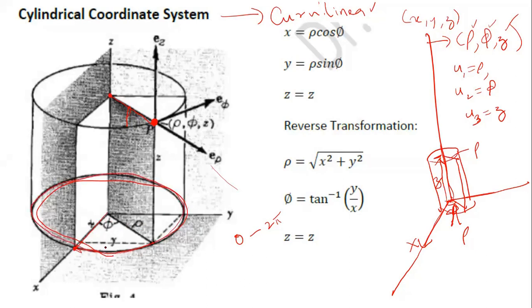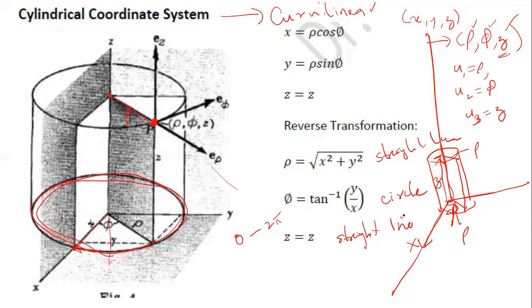Coordinate line corresponding to phi is a circle. Coordinate line corresponding to rho is a straight line. And the coordinate line corresponding to the z coordinate variable, z is also extending from minus infinity to plus infinity. So this is also a straight line.